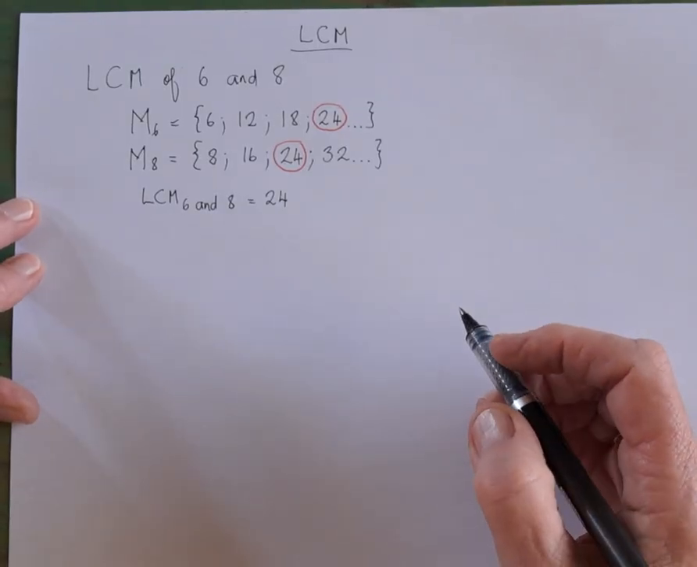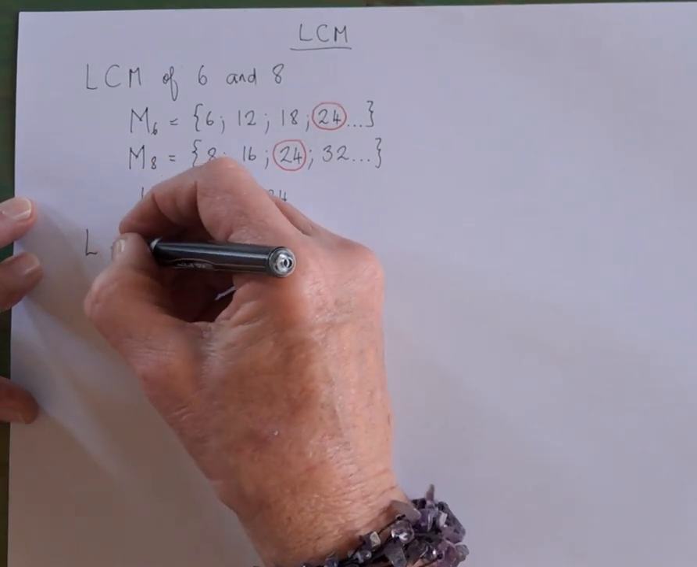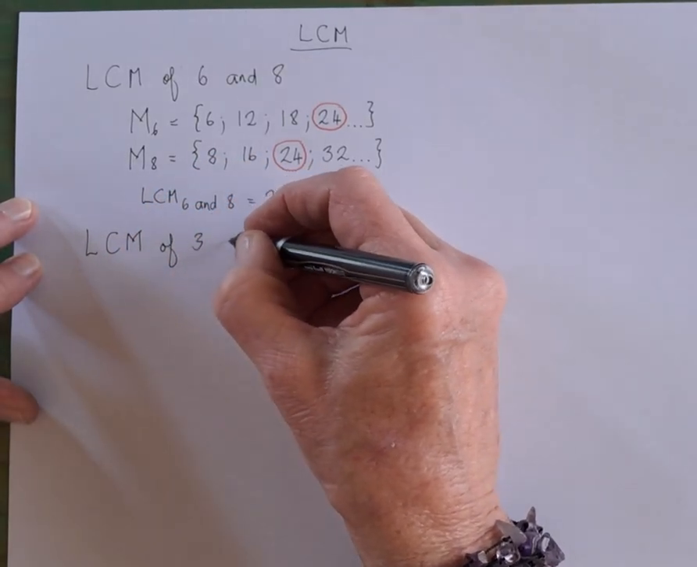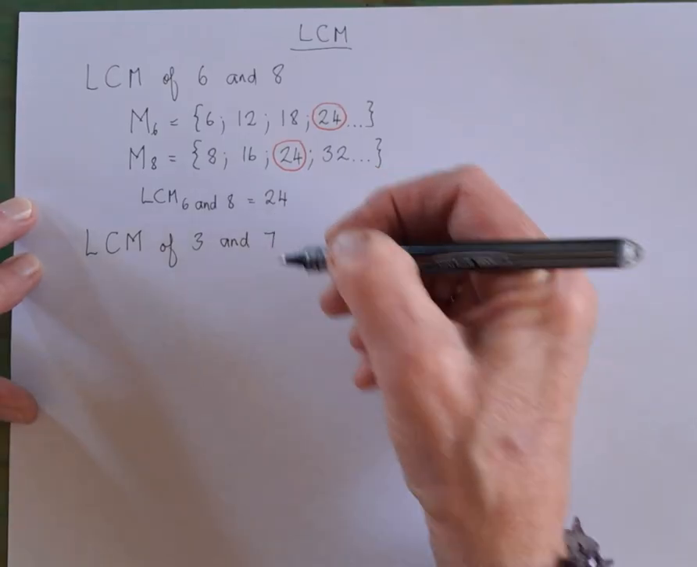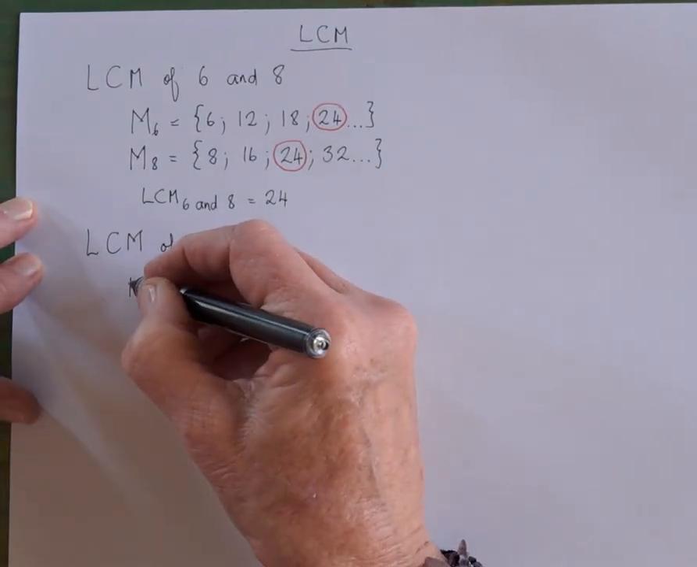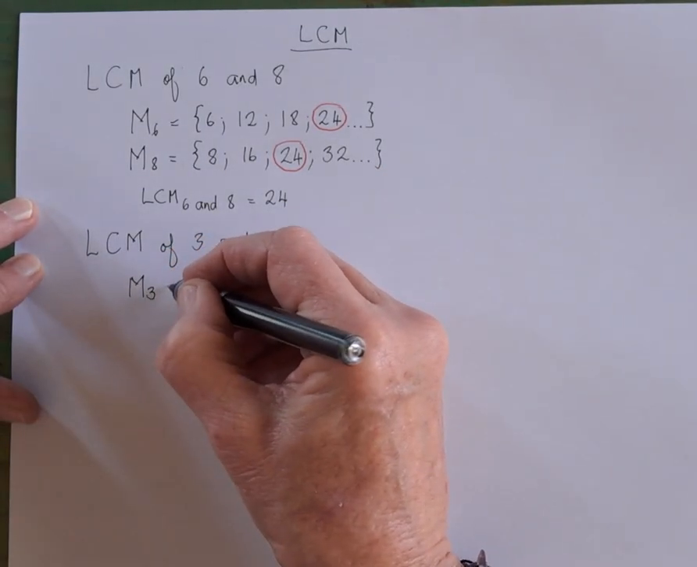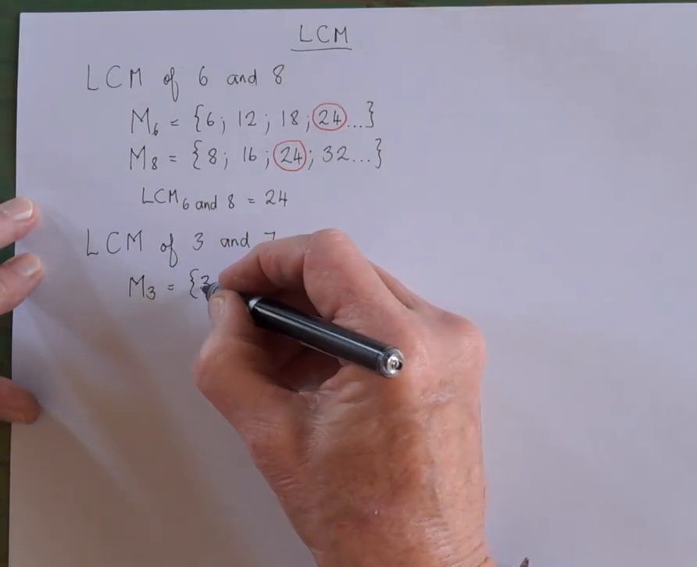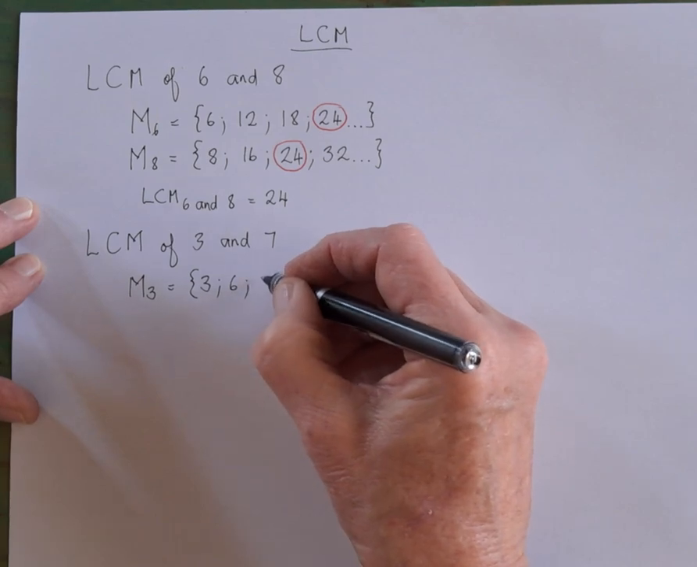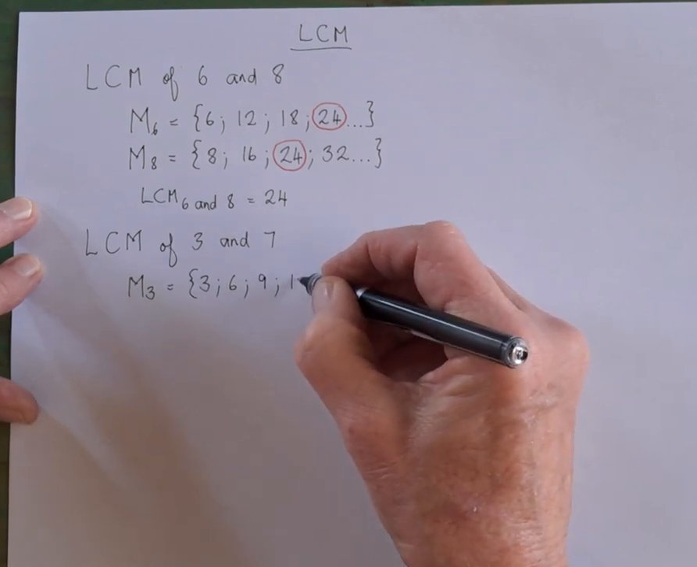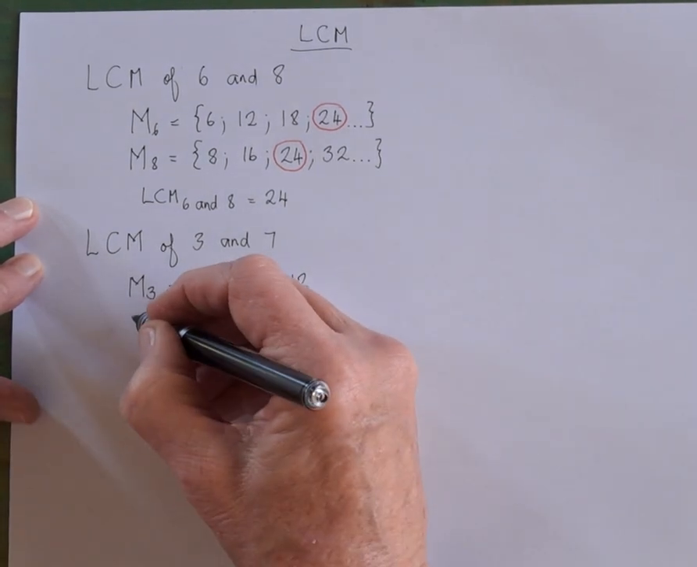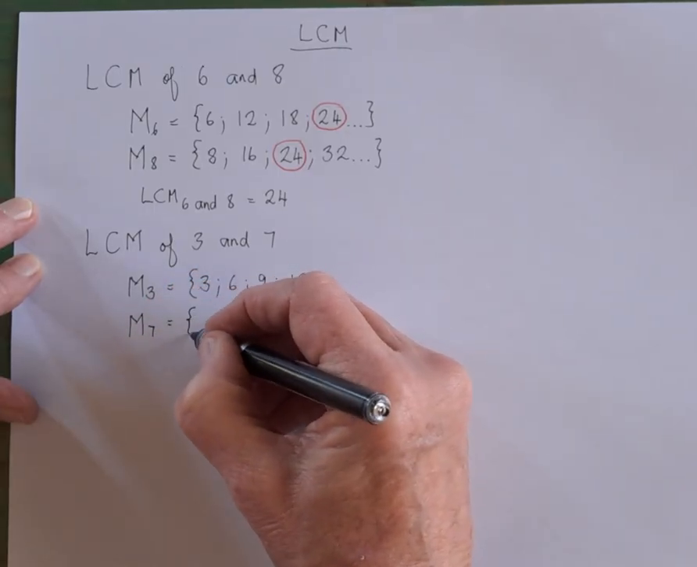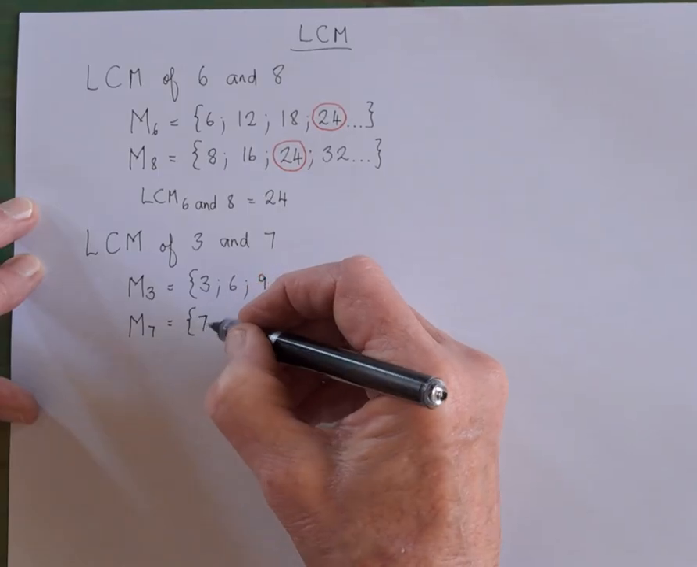So let's have another look at another example. Let's, for instance, say we're going to find the LCM of 3 and 7. So we start off in the same way, multiples of 3, and we're going to start counting in 3s. And let's do the first 4. So 3, 6, 9, 12. Okay, we might come back to that, but in the meantime, let's do the multiples of 7. And we're going to open our curly brackets, start counting in 7s.